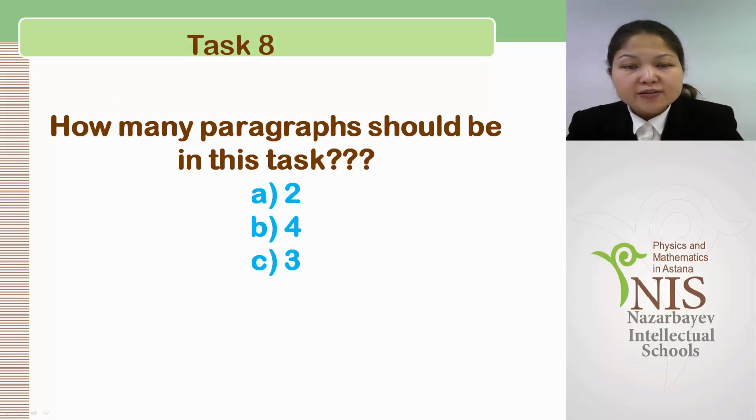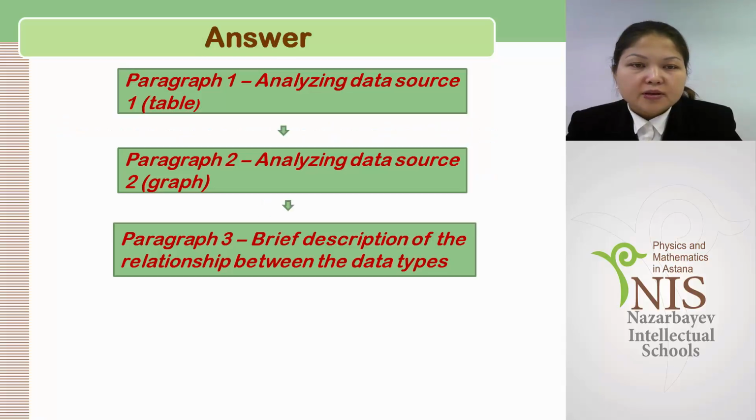Well, how many paragraphs should be in this task? A. 2, B. 4, C. 3. So actually it should have three paragraphs. They are paragraph 1, analyzing data sources, it's the table. Paragraph 2, analyzing data sources, it's the graph. And paragraph 3, a brief description of the relationship between the data types.